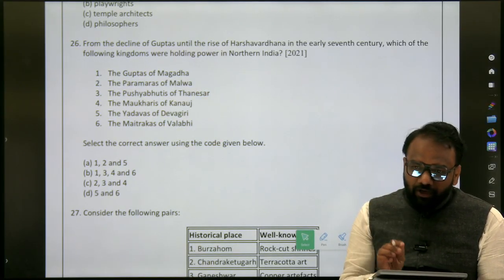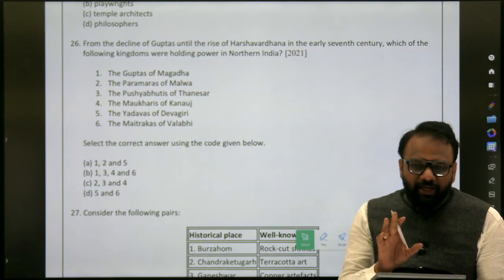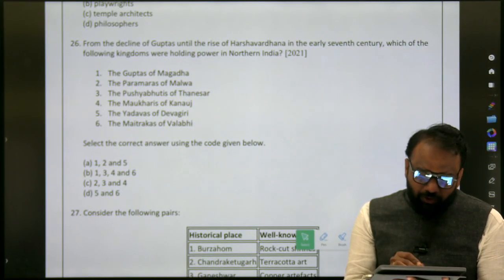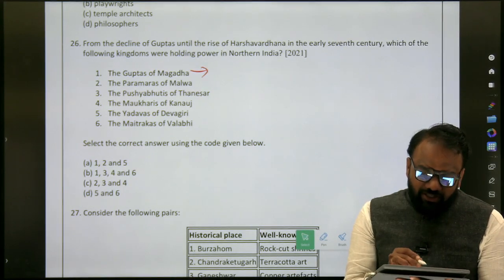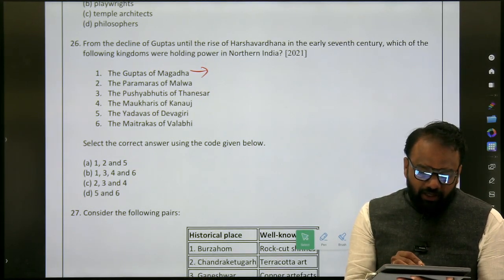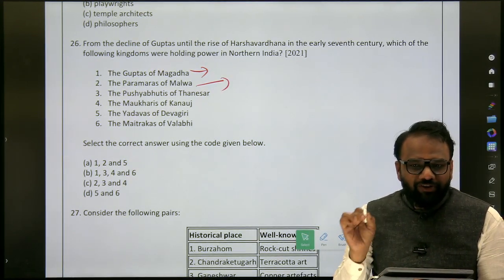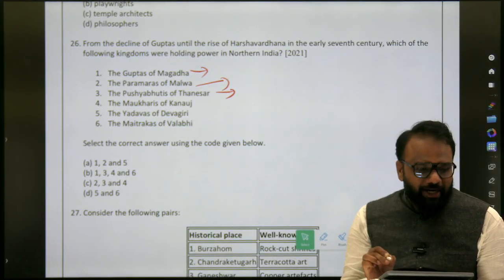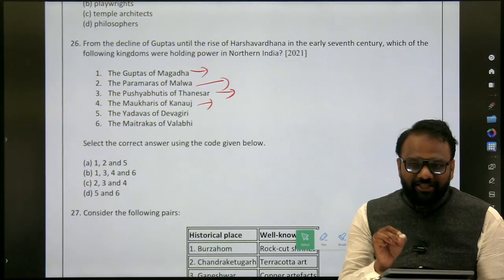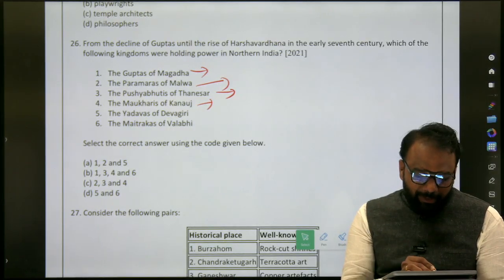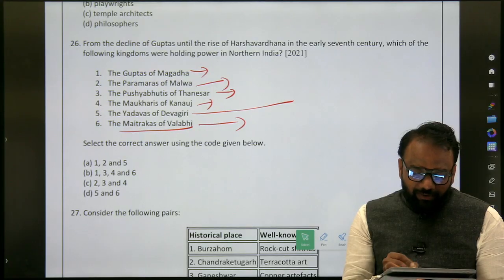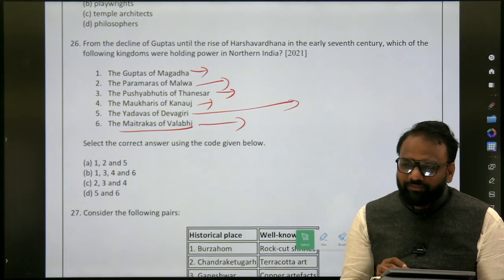And whenever you are doing this exercise, you should keep alternative approaches alive. How? Now, Guptas of Magadha: you will write down the centuries in which they were active. The Paramaras of Malwa, from which century to which century? The Pushyabhutis of Thanesar, from which century to which century were they active? The Mokharis of Kanauj? The Maitrakas of Vallabhi? The Yadavas of Devagiri, from which century to which century?